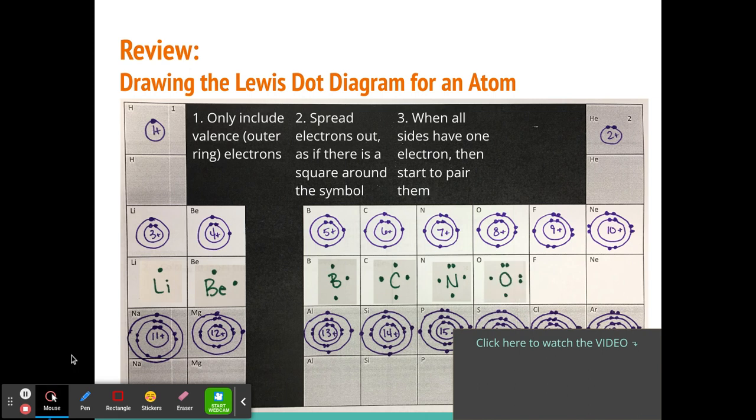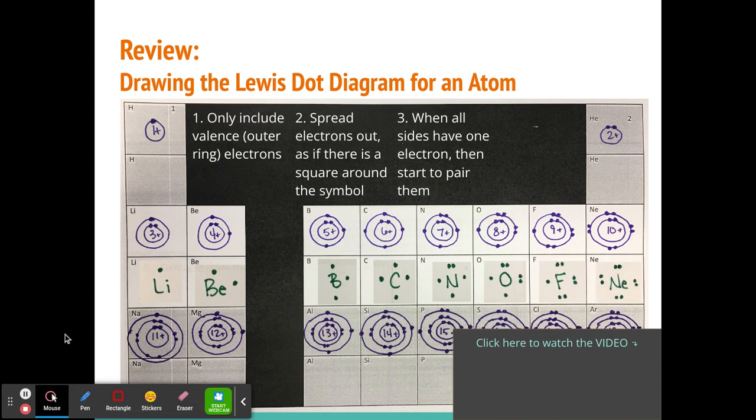The same goes for oxygen and fluorine. Notice oxygen has 1, 2, 3, 4. The 5th electron for oxygen pairs at the top and the 6th pairs at the side. Fluorine has 1, 2, 3, 4. And then the 5th electron pairs at the top, 6th on the side, 7th on the bottom.